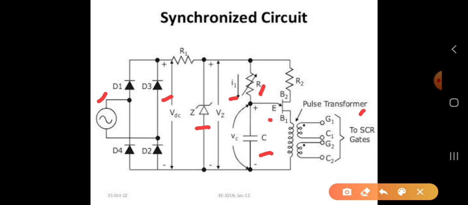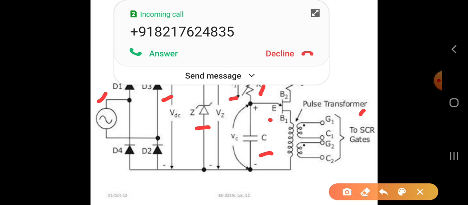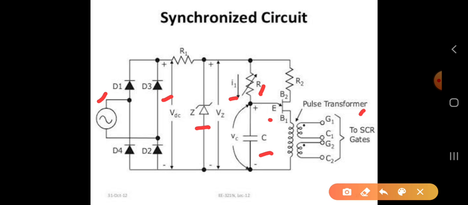Remember, through the resistor I charge my capacitor C. When the capacitor voltage reaches the peak voltage of the UJT, it turns on. So when the UJT turns on, what happens? The capacitor discharges through the emitter and base. I can see here E and B1. Through E and B1 the capacitor starts discharging, and it also discharges through the primary of the transformer.